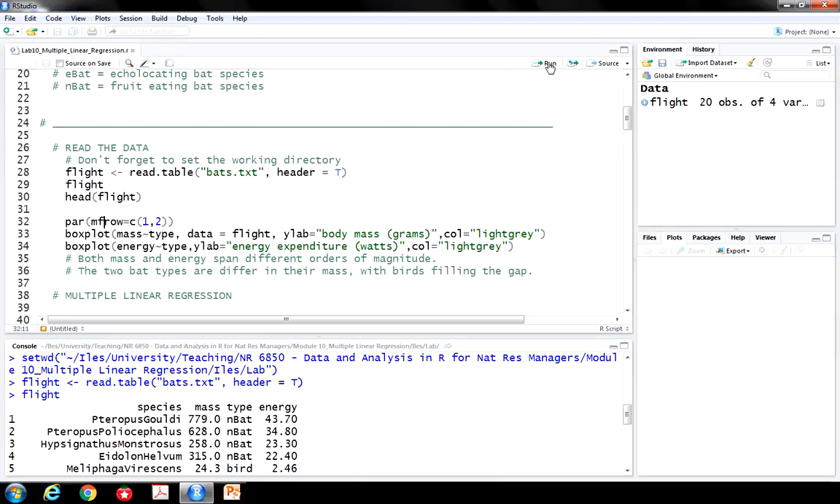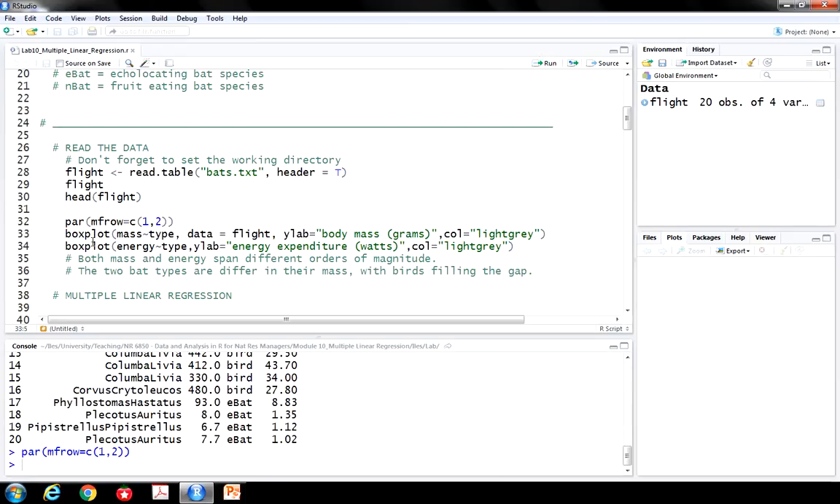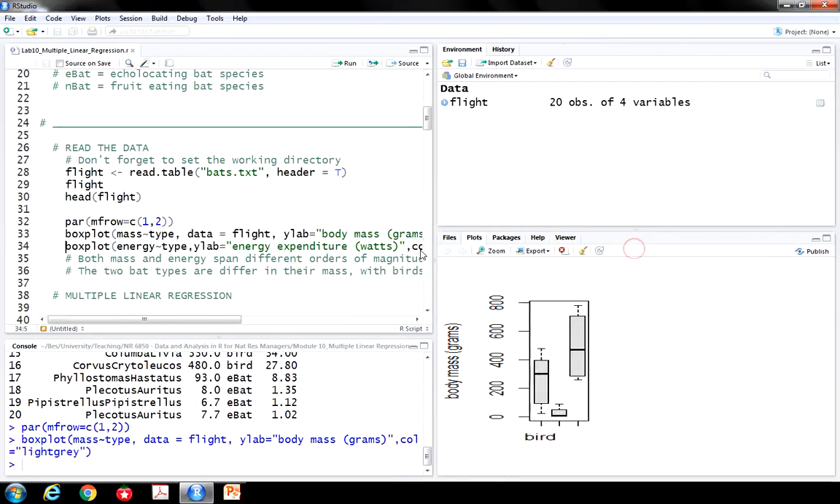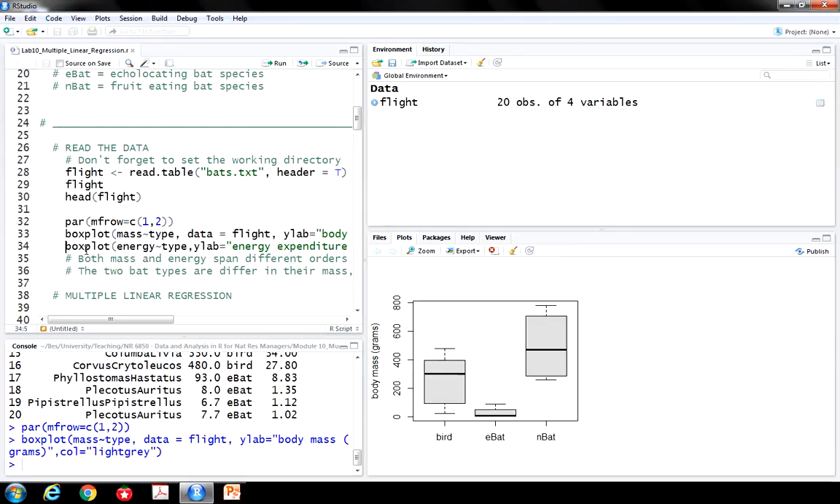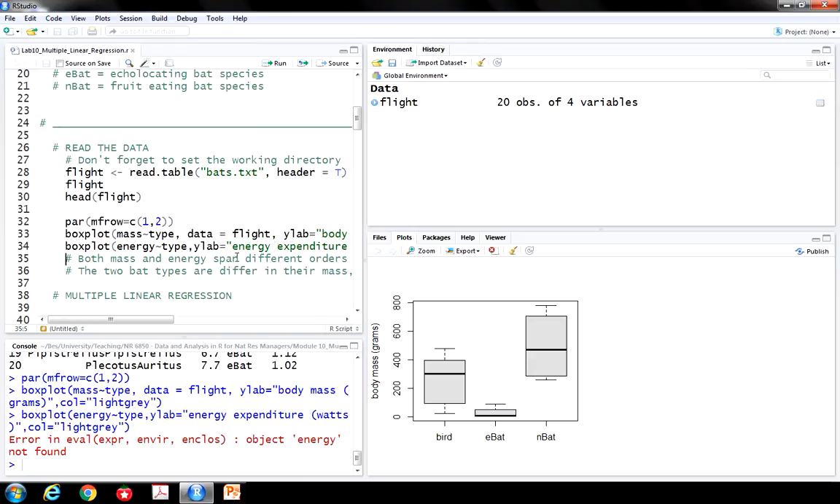Let's go ahead and I'm going to split my plotting window into 1 row and 2 columns. And then I'm just going to start by taking a box plot and looking at how mass differs among the different types of species. Let me just make this a little bigger. And let's make a second box plot and look at how energy consumption differs among the different types of species we're looking at. And that did not work, and it's because I don't have my data set specified.